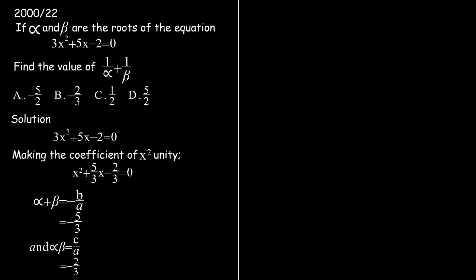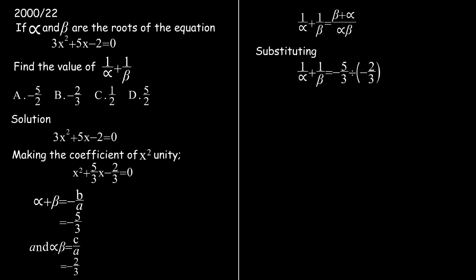Now for our question, 1 over alpha plus 1 over beta, simplifying as a fraction, becomes beta plus alpha divided by alpha beta. So substituting for beta plus alpha and alpha beta, which we already know, 1 over alpha plus 1 over beta will be equal to minus 5 over 3, which is beta plus alpha, divided by, in bracket, minus 2 over 3, which is alpha beta. Therefore it will be equal to minus 5 over 3 times, in bracket, minus 3 over 2, which when multiplied will be equal to 5 over 2, and the correct option is D.